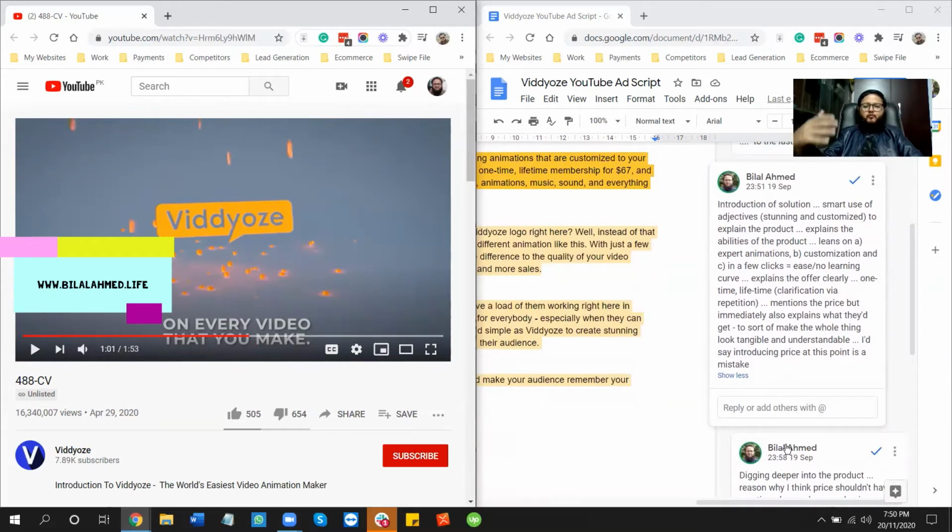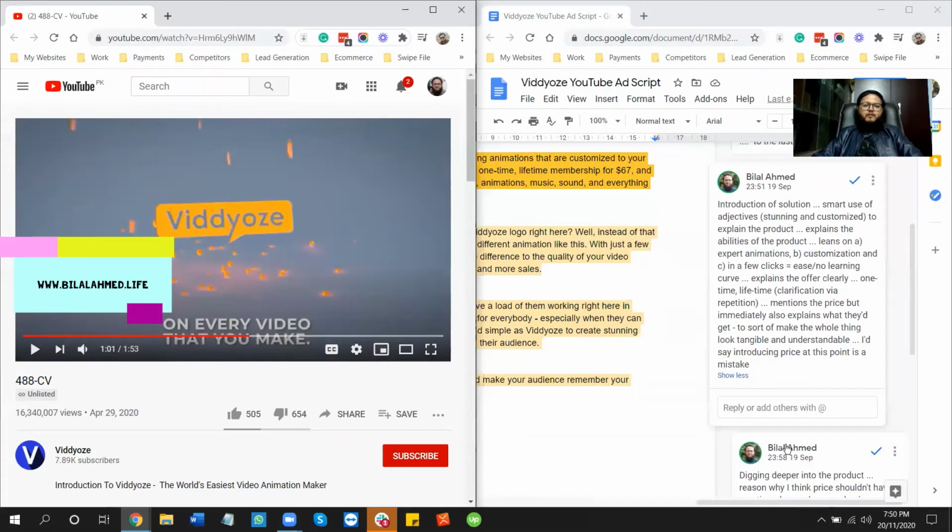It's not very important when it comes to copy, but it's important to use powerful words and phrases. He explains the abilities of the product. He leans on A, expert animations, B, customization, C, in a few clicks, which actually means ease of use, which means no learning curves. So he explains the offer clearly.